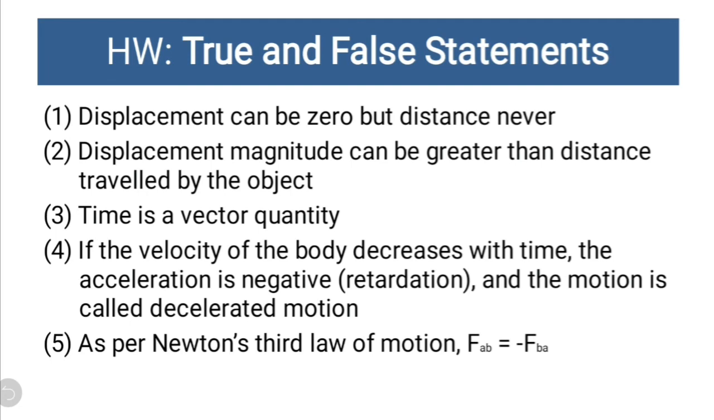And question 5 is, as per Newton's third law of motion, FAB is equal to minus FBA. Remember that FAB means force applied by A on B, whereas minus FBA is force applied backward from B to A. So the minus sign means they are opposite, but magnitude is same. So I have to think whether it is true or false.